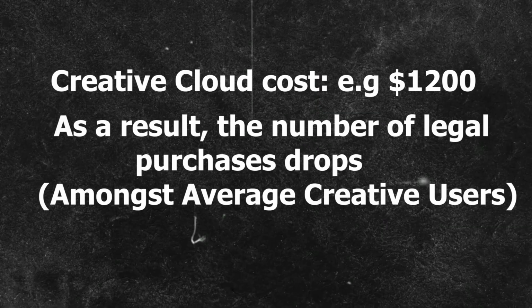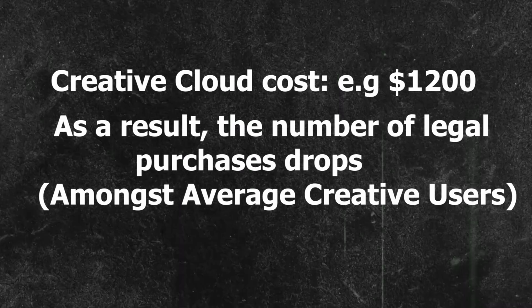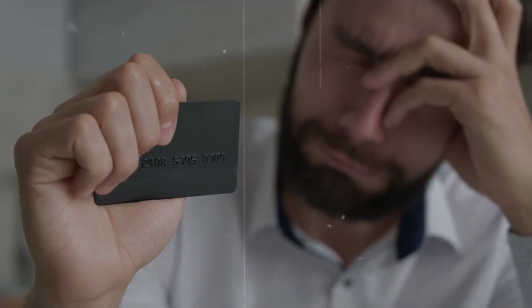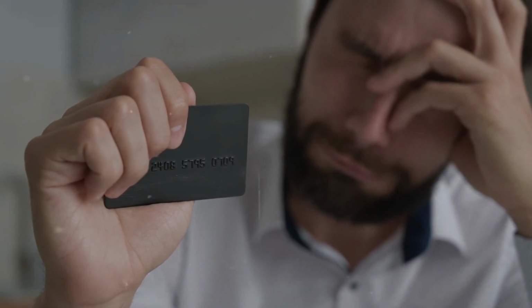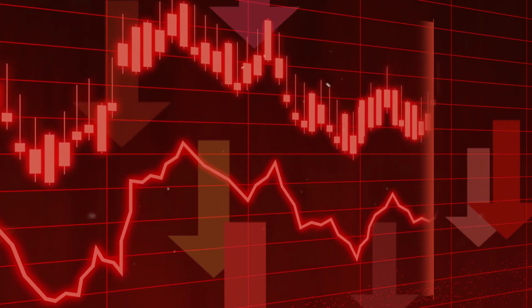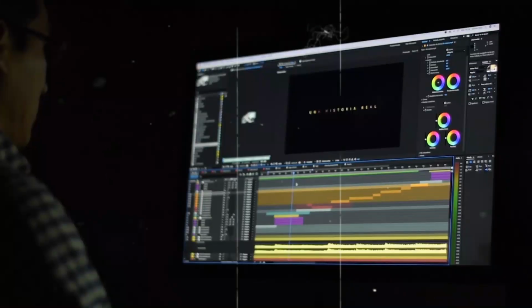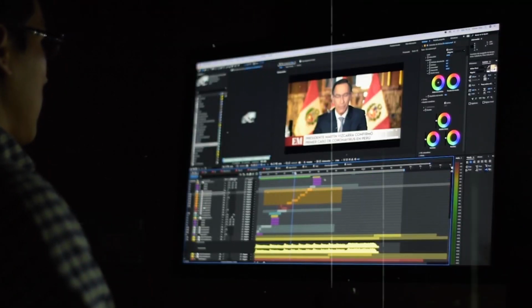When Adobe increases prices, the number of legal purchases decreases significantly among average creative users. These users often do not make much money from their craft but still need the software for various work purposes. This is a characteristic of elastic demand, where demand is sensitive to price changes. However, due to the necessity of the software, these users do not stop using it altogether. Instead, they may turn to pirated copies. So they continue to still use the software but do not pay for it.